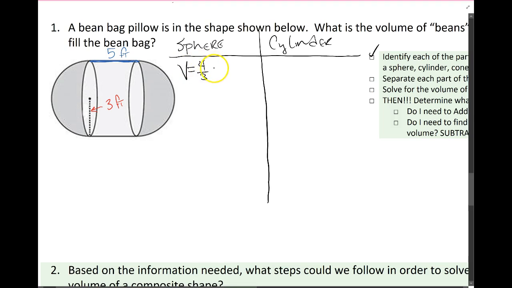Volume equals 4/3 pi radius cubed. And I see that I have an entire sphere here because I have one half of it right here, and the other half of my sphere is over here. If I put those together, I have one full sphere, so there's no division that I need to do. So the volume of that is going to be equal to 4/3 times pi times my radius, which is 3, cubed.